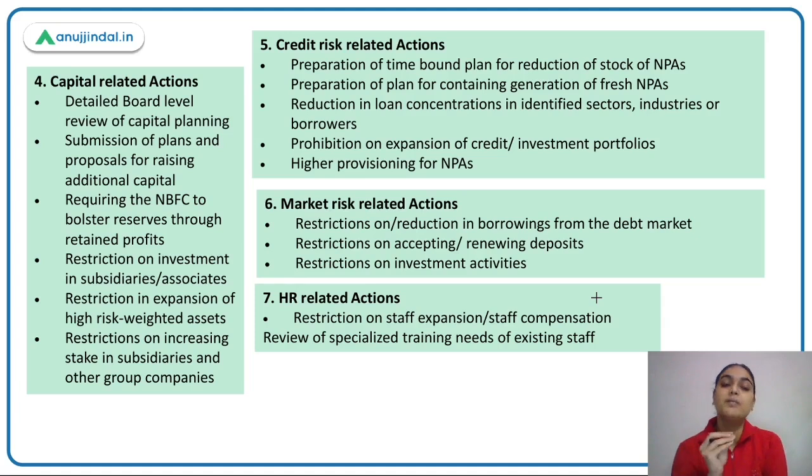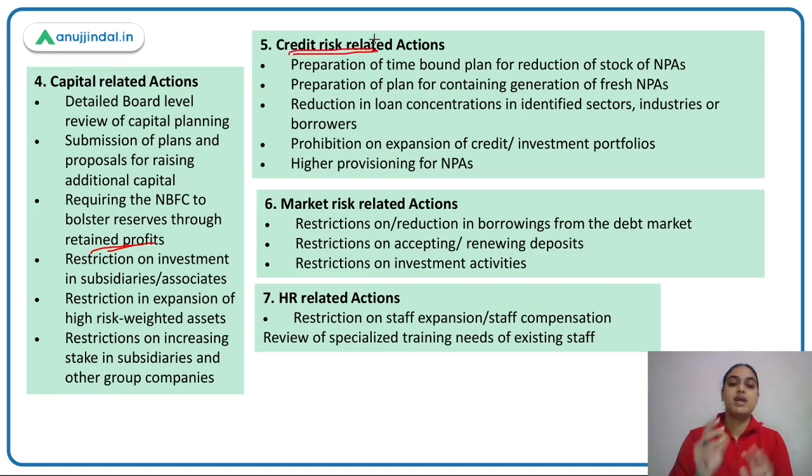Now talking about some capital related actions. So here some restrictions will be imposed on where you can invest your capital, how you can raise more capital. Okay, so you need to submit the plans to RBI if you want to raise some capital. You need to build up your reserve through the retained profits. You will be restricted on investing in various subsidiaries, expanding your business by investing in various risk-weighted assets, increasing your subsidiaries. So, aapko alag alag investments karni hai, capital invest karni hai, capital raise karni hai, usse related restrictions RBI aap pe lagayega. Then, talking about credit risk-related actions.